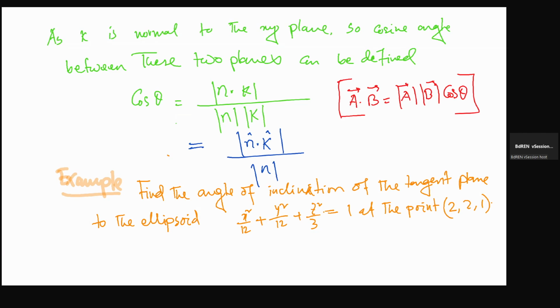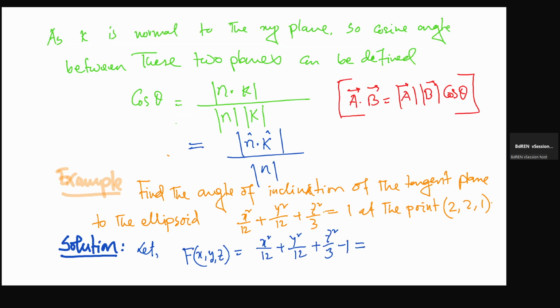So what is the solution? Solution is, let capital F of x, y, z equal to x square by 12, y square by 12, z square by 3 minus 1 equal to 0. Now determine the gradient of f.